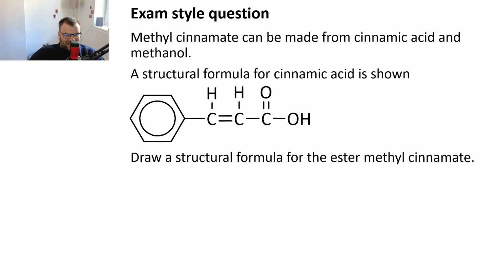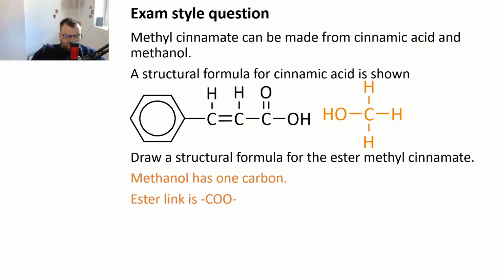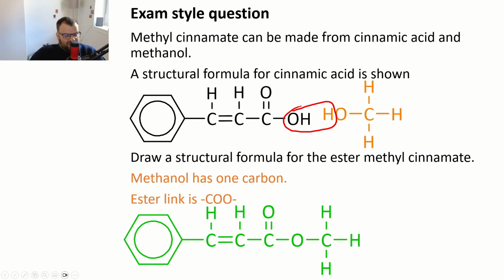Picking up an exam style question, we're asked about methyl cinnamate, which is made from cinnamic acid and methanol. We're shown the structure of the first chemical and we're asked to draw the structural formula of the ester. So they're telling us here it's an ester. We could also maybe work that out from the fact it's a carboxylic acid here. Methanol is an alcohol, and methanol has 1 carbon in it. And an ester needs a C double bond O. During the condensation reaction, we have to make our water. We're going to take the OH off of the carboxylic acid, the H off of the alcohol. We're going to join those two together. We're going to be given this structure.